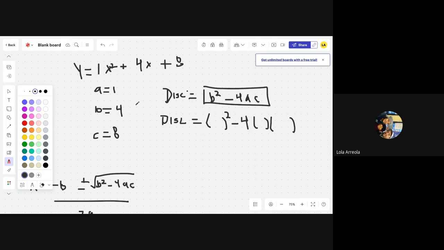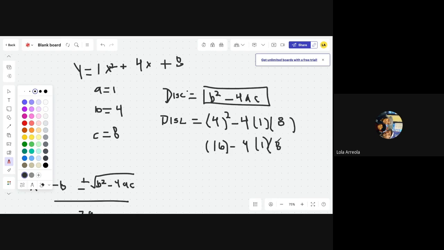Okay, so what's my B? 4. So I'm going to plug in 4 there. What's my A? 1. So I'm going to plug in 1 there. What's my C? 8. So I'm going to plug in 8 for C. Okay, now again, order of operations. What do I do first? I want to do my exponent first. Before I start multiplying, I got to do my exponent first. So 4 times 4 is 16. So I've simplified the exponent. And then I still have 4 times 1 times 8.